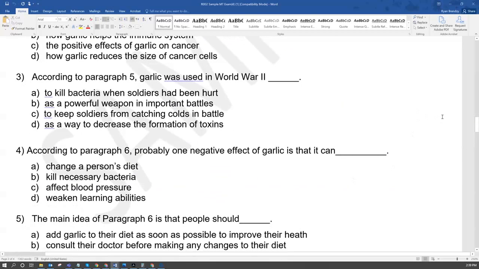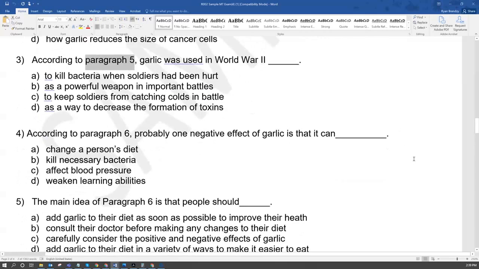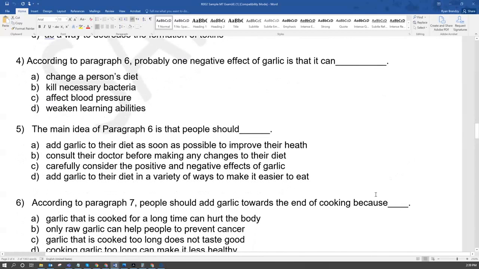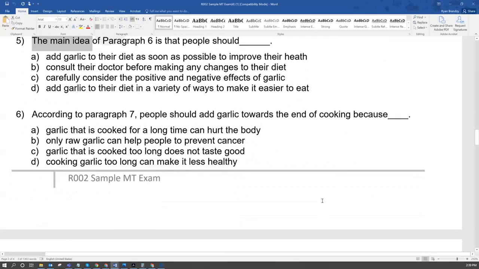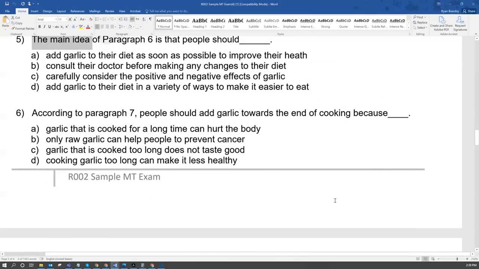Be careful and note when they refer to specific paragraphs. For example, Paragraph 5, you want to make sure you're looking at the correct paragraph. Again, main idea of a paragraph. This is a question that comes up lots and lots.